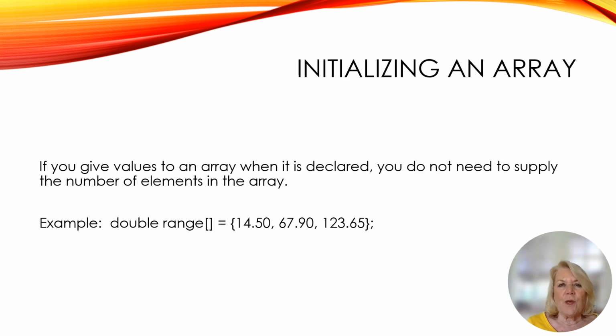This slide shows another way to give values to an array. We have an array called range. It's an array of doubles. And notice that the square braces don't have a number in it. That's because we're giving it the values, and the compiler is pretty smart. It can count up the values and know how many elements there are. So the syntax for that is, after the name of the array and the square braces, you use the assignment operator. Then you have a curly brace, and each of the elements has a comma next to it, and then an ending curly brace and then the semicolon.